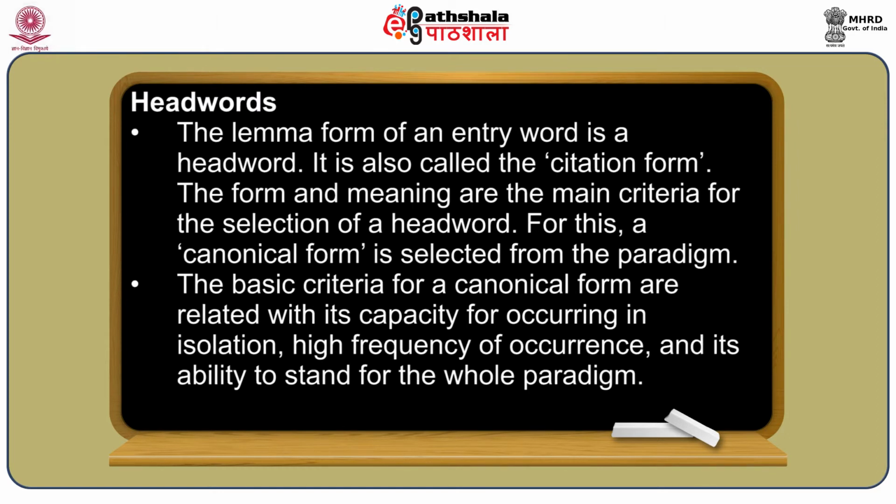Headwords. The lemma form of an entry word is a headword. It is also called the citation form. The form and meaning are the main criteria for the selection of a headword. For this, a canonical form is selected from the paradigm. The basic criteria of a canonical form are related with its capacity for occurring in isolation, high frequency of occurrence, and its ability to stand for the whole paradigm.